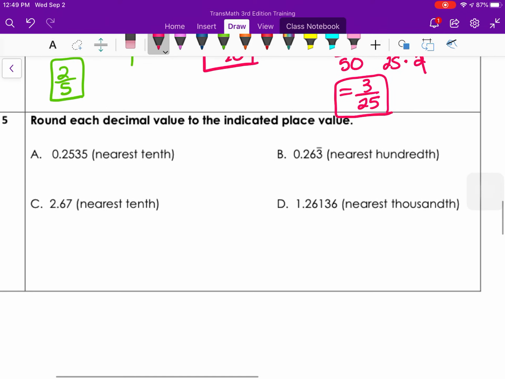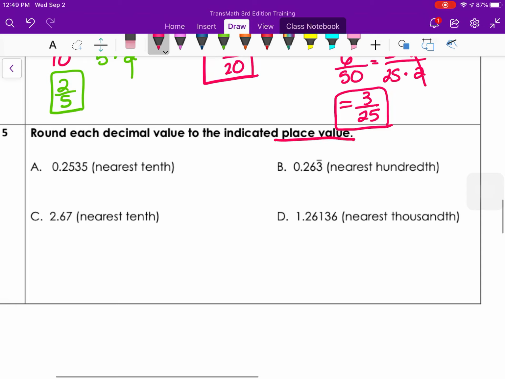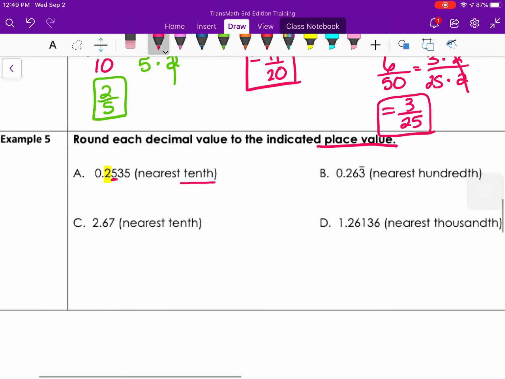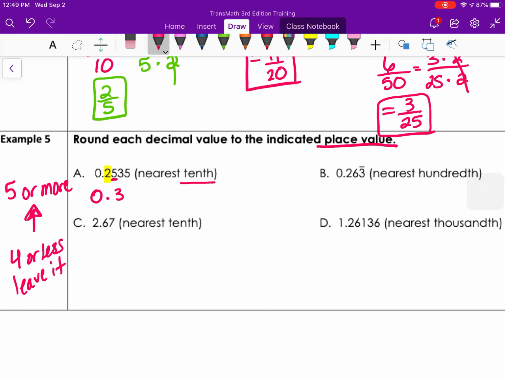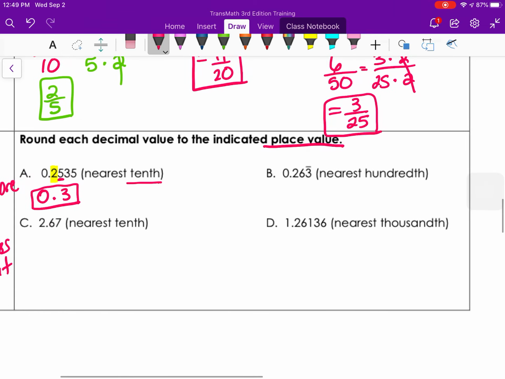All right, the last thing we're going to look at is rounding to the indicated place value. So to the nearest tenth, that means 1 decimal place. So you look at the 2 right here, the first decimal place. You look at the number behind it. If it is 5 or more, we round up. 4 or less, we leave it. Okay? So following the 2, there is a 5. So we round the 2 up, so it'll be 0.3.